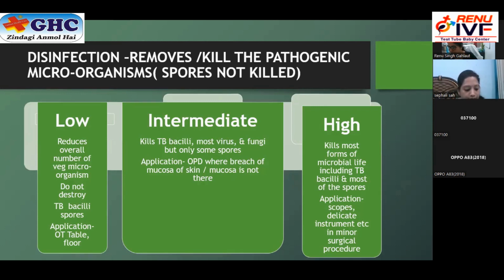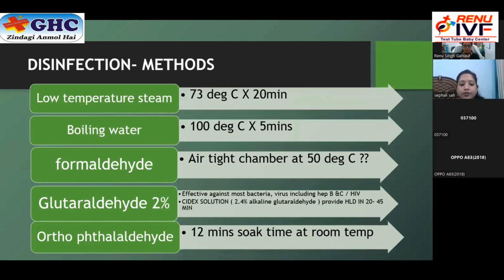Intermediate level of disinfection acts on vegetative microorganisms, and also on tubercular bacilli, viruses, fungi, and a few spores, not all. This is used in our OT where there is no breach of skin or mucosa. And high level of disinfection acts on all three of them. It is applicable for our laparoscopic instruments or delicate instruments which we use in our surgical procedures. Now, I will talk about various methods of disinfection from low to high level.